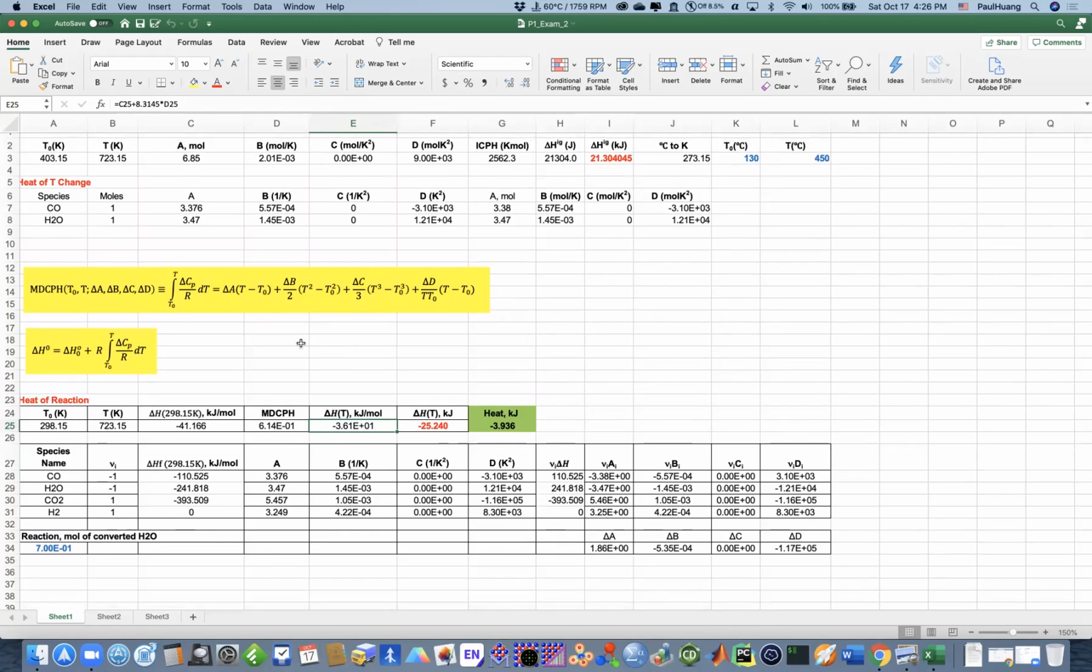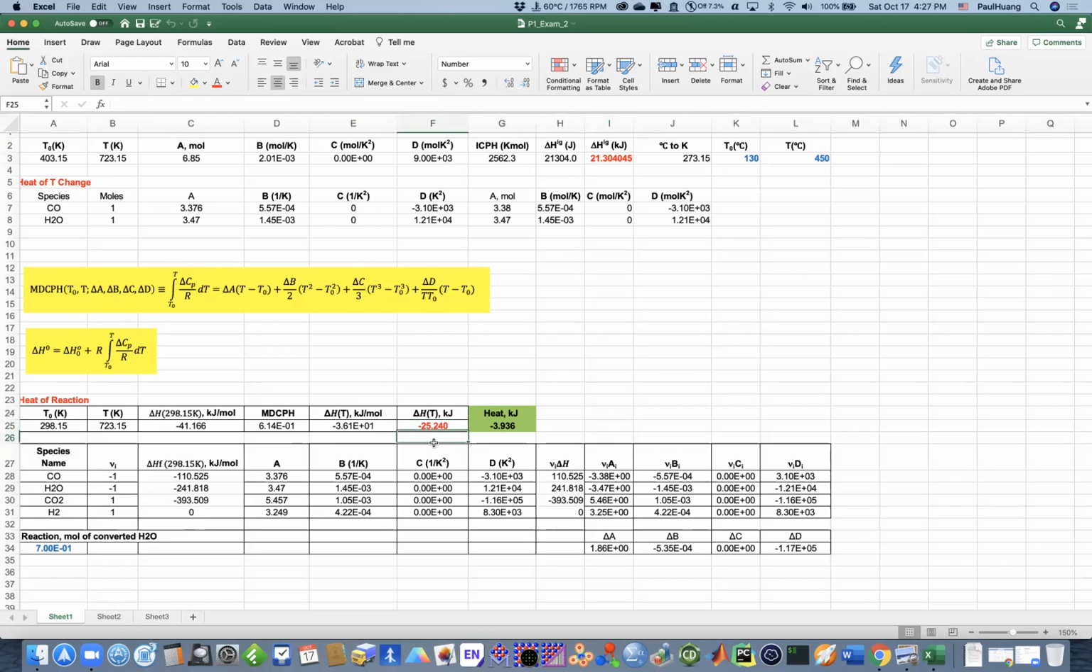So again, this is 1 mole of CO reacting with 1 mole of water at 450 degrees C, and the reaction yield is 70%. So you are going to have that much heat involved, and together with the previous calculation where you bring the reactants from 130 to 450 degrees C, then altogether you're going to have that much heat. Okay, so nothing special.